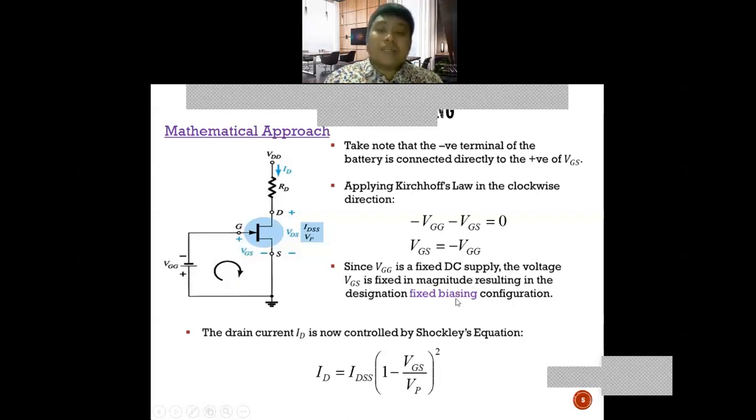From this, the drain current ID is now controlled by Shockley's equation. ID equals IDSS times (1 minus VGS divided by the pinch-off voltage VP) to the power of 2. So to find ID, we need to use the mathematical equation, which is Shockley's equation. Then we can use Kirchhoff's current law.